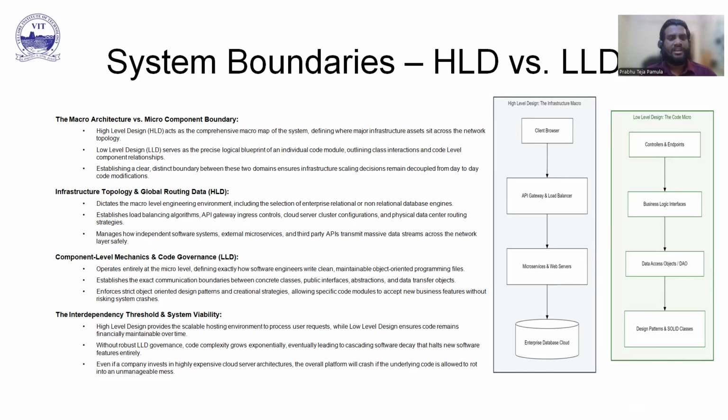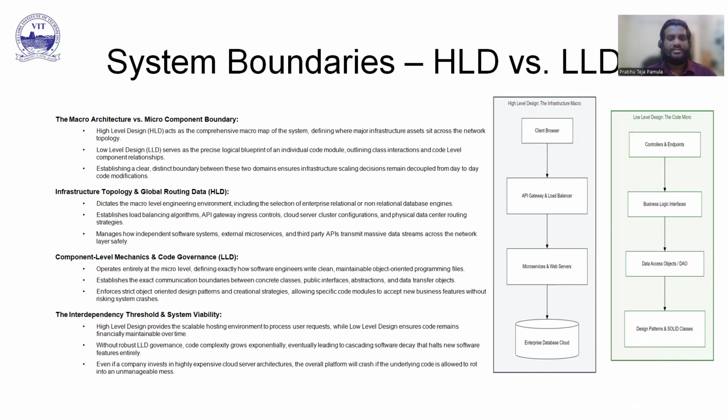Infrastructure topology and global routing data. HLD dictates the macro level engineering environment, including the selection of enterprise relational or non relational database engines, and establishes load balancing algorithms, API gateway ingress controls, cloud server cluster configurations, and physical data center routing strategies.